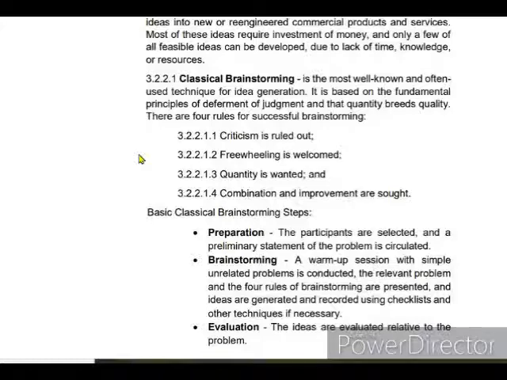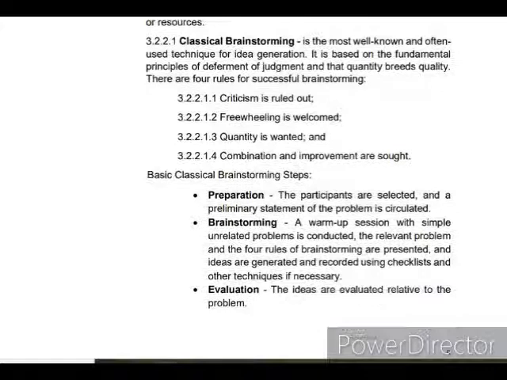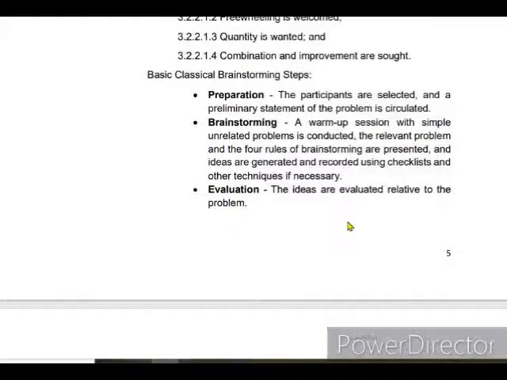Okay, so next basic classical brainstorming steps. First is preparation. The participants are selected. So the members of a team will be selected and a preliminary statement of the problem is circulated. Okay, so brainstorming, a warm-up session with simple unrelated problems is conducted. So the relevant problem and the 4 rules of brainstorming are presented. Okay, the rules that we have read above. Okay, and ideas are generated and recorded using checklists. So we should record whatever we are producing or generating in a brainstorming.